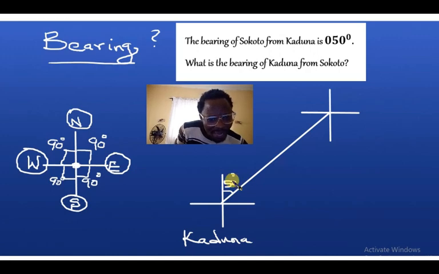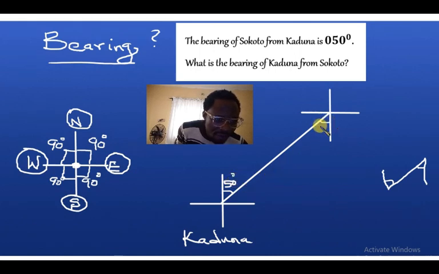But from the basic ideas of alternate angle, don't forget that in alternate angles we were taught that angles in form of Z are equal. So from this diagram we have something like this. If this is 50 degrees, that means the smaller part of this angle in this location is also 50 degrees. But remember, if this is Kaduna, what we are looking for is the bearing of Kaduna from Sokoto. That means this point or this location is Sokoto.